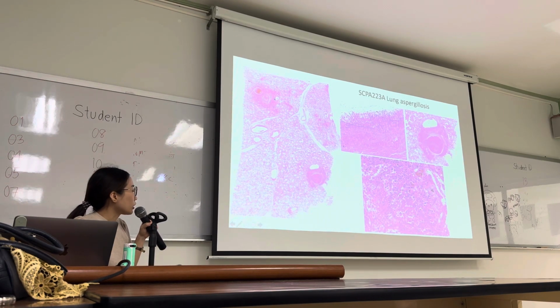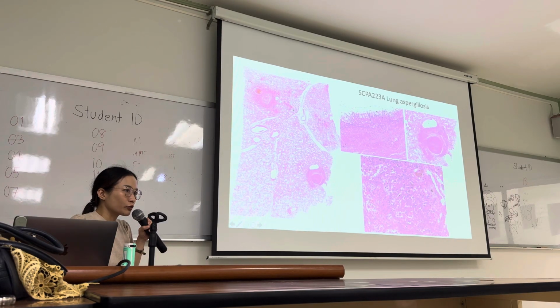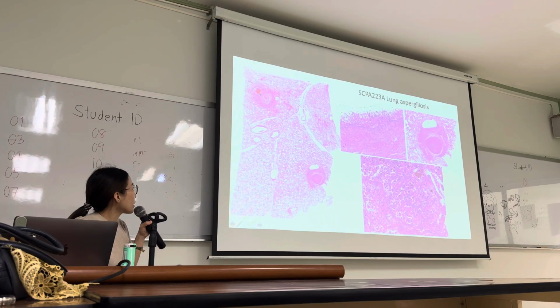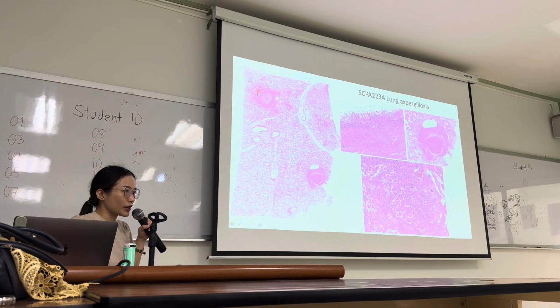And you can tell from the low magnification that you might have hemorrhage here. Red blood cells outside of the vessel, so we call it hemorrhage. But if the red blood cells are still inside the vessel, we call it congestion, right? So we might have hemorrhage here.